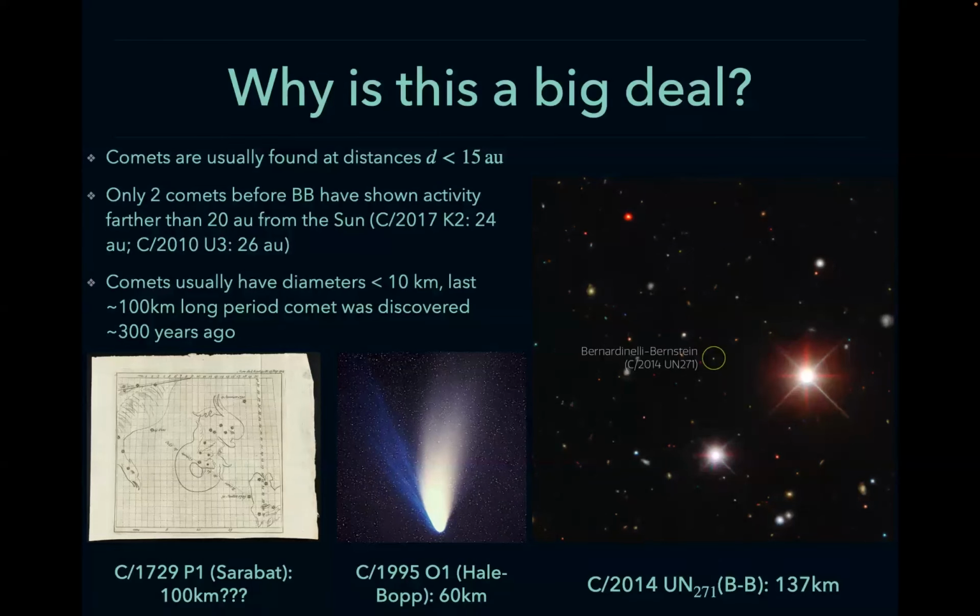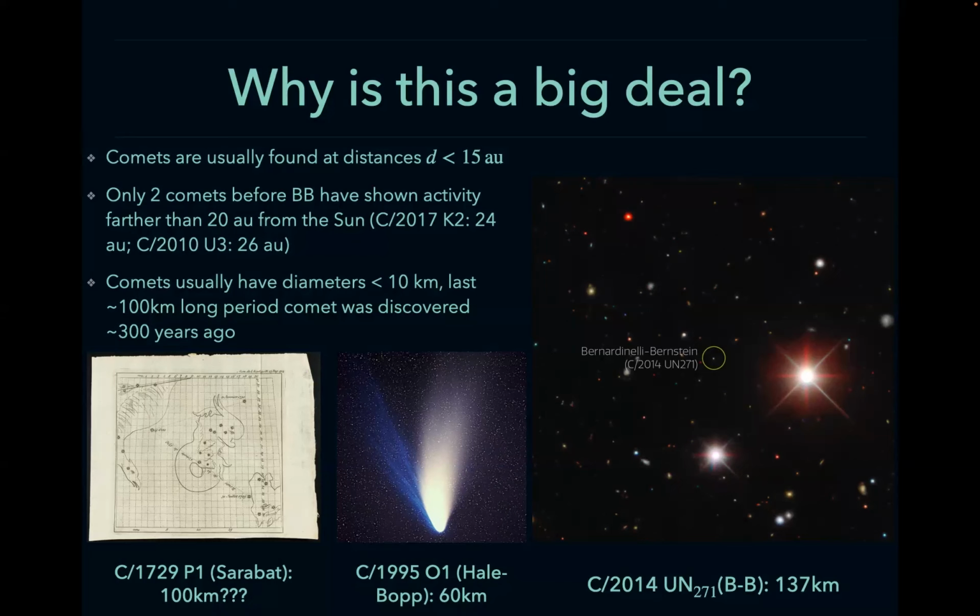Why am I talking about this thing, and why do I have several slides about it? Well, first, comets are usually found at distances closer than 15 AU. And typically, we see these comets at those distances because that's when they become active. They become brighter, and so they're easy to find. Before this comet was discovered, only 2 others had been seen active further than 20 AU from the sun. So it's once again a population that there's a lot of active study on nowadays.